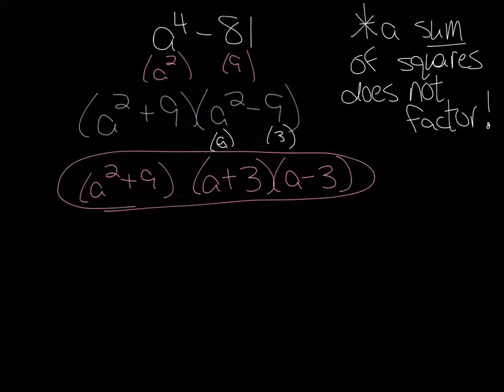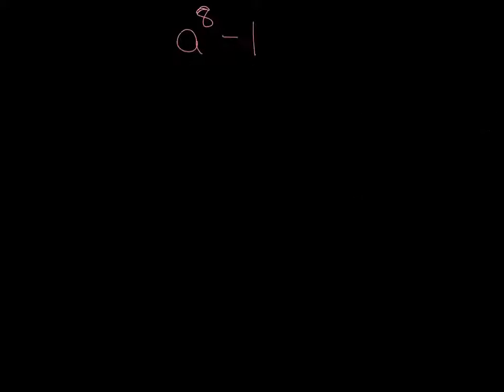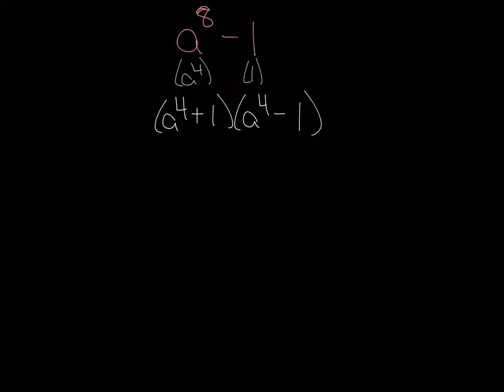They love to do this with ones. Let me go to a new page just to show you, but copy this next one too. Alright, a to the 8th minus 1. A to the 8th is a perfect square. Its root is a to the 4th. The square root of 1 is 1. So I know that this factors into a to the 4th plus 1 and a to the 4th minus 1.